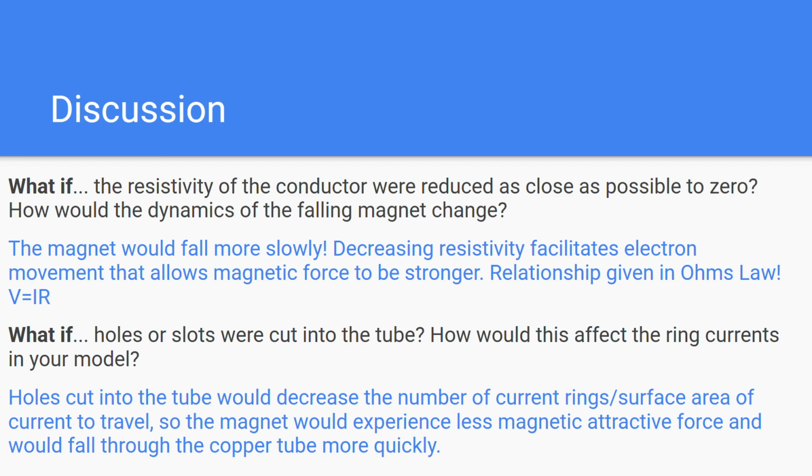What if holes were cut into the tube? How would this affect the ring currents? Holes in the tube would decrease the number of current rings, decreasing the overall surface area for the current to travel, so the magnet would experience less magnetic attractive force and would fall through the copper tube more quickly. And that's all.